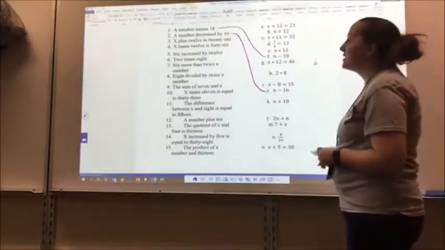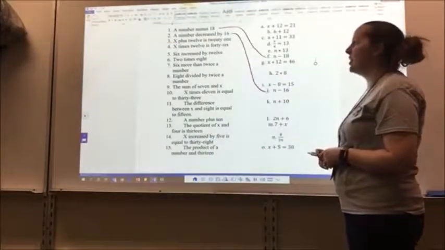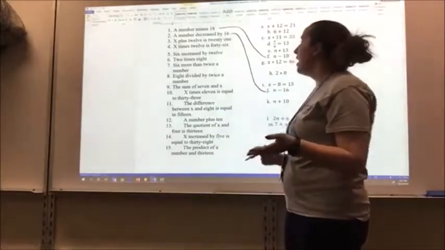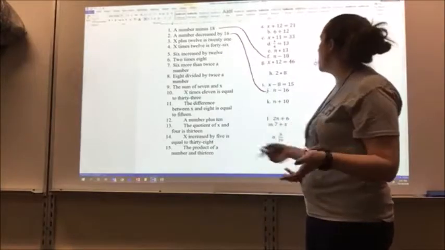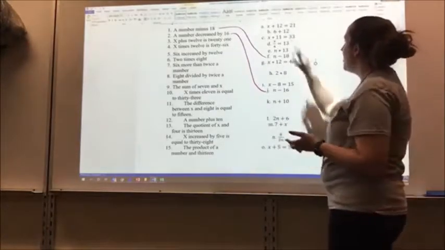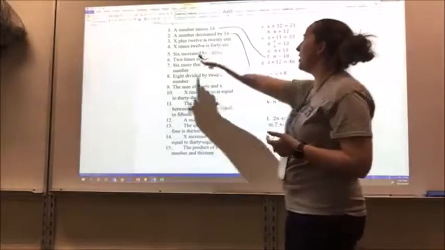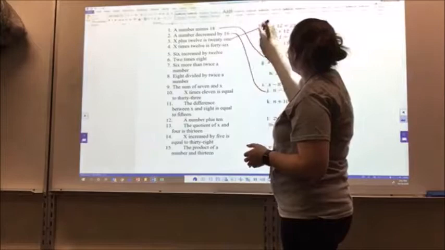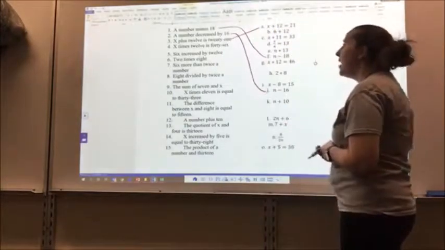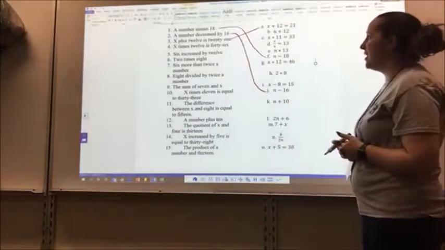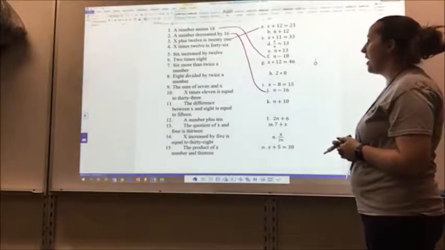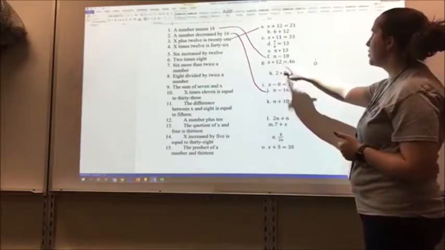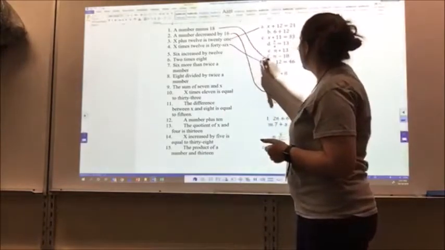Number 3, x plus 12 is 21. So I'm looking for an addition, because plus is addition. I'm looking for x, and I'm looking for 21. So x plus 12 equals 21. X plus 12 is 21. Is means equals. So 3 matches with A. Number 4, x times 12 is 46. So I'm looking for x times 12, or 12x. X times 12 equals 46, so that's G.